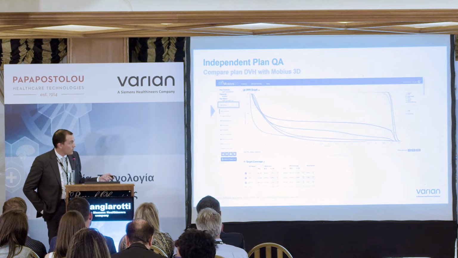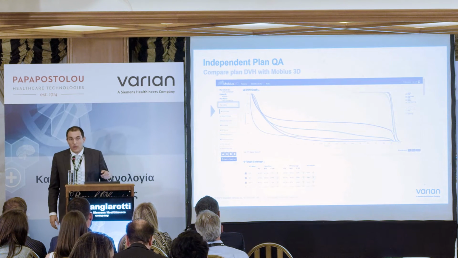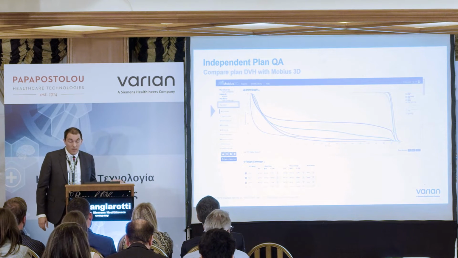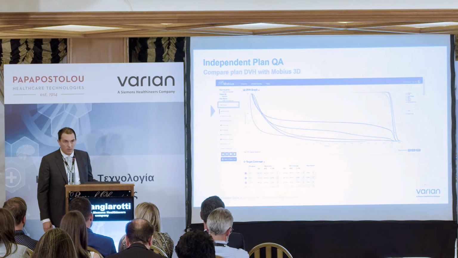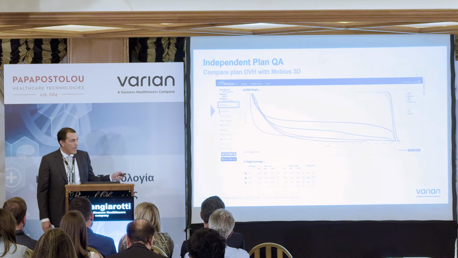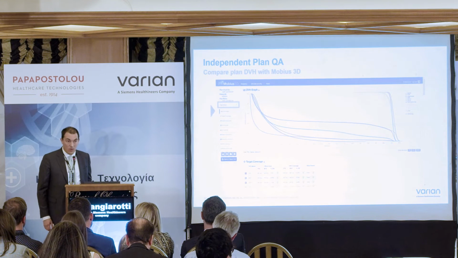The first thing that it shows you is a comparison between the DVHs calculated with the TPS algorithm and the Mobius algorithms. It can also give you information about the coverage of the targets with the two-dose comparison and about the sparing of the organ at risk.